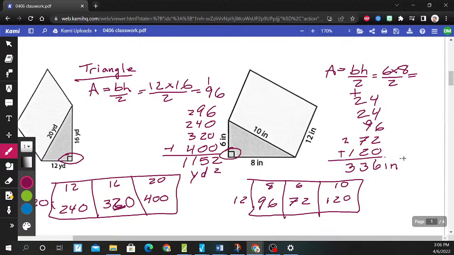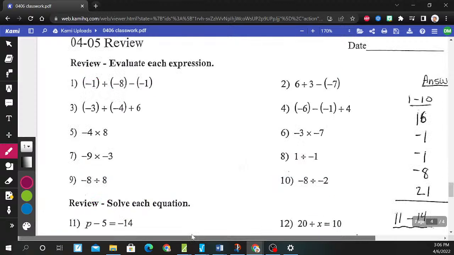I need to go to this page first. All right. Several of you asked me to do the review stuff, so here we go. What we have first is -1 plus -8. -1 plus -8 is -9. Then, that means we have -9 minus -1. Minus negative becomes positive, plus a positive. -9 plus 1, we subtract 9 minus 1, which is 8, and it'll be negative because the 9 is negative.